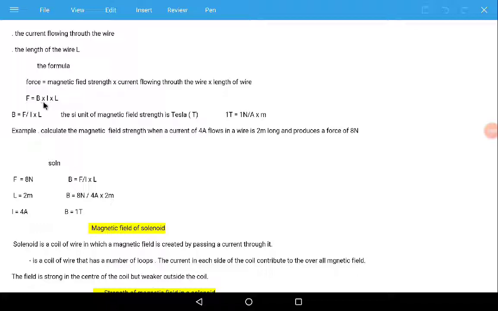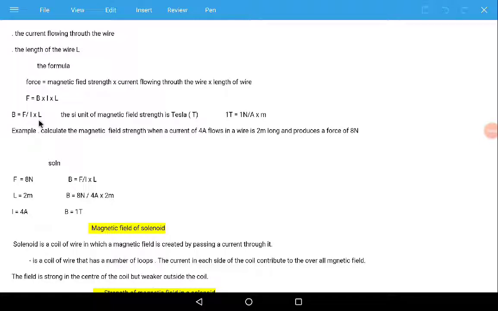Divide both sides by electric current multiplied by length. Now force divided by electric current times length, and magnetic field divided by electric current times length. So current by current cancels out, length by length cancels out. What remains? Magnetic field. So magnetic field strength is equal to magnetic force divided by current times length.